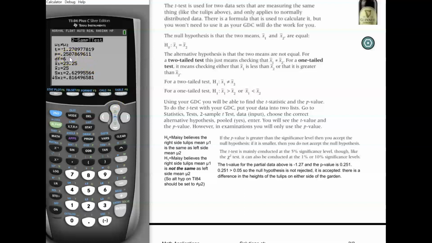This is the most important thing on this, and this is the one you're going to use on the exam and on your IA. 0.251 is the p-value, and you're going to compare it to the significance level. So the significance level in this case is either 1%, 5%, or 10%. Most commonly, 5% is used. In this particular case, we are going to compare it with 5%. So we put 0.05 to compare it with 0.251, the p-value.